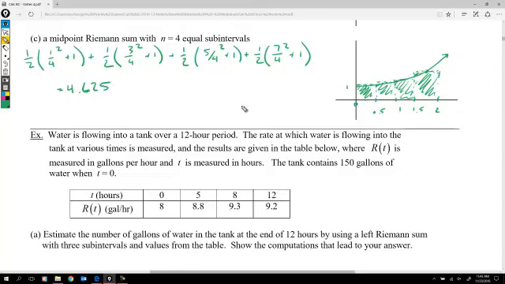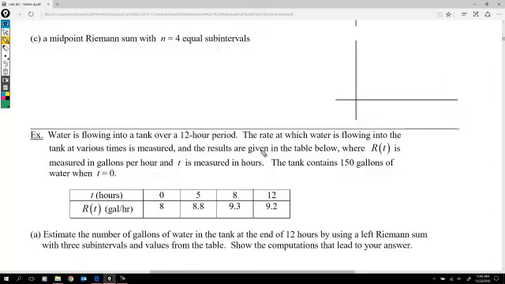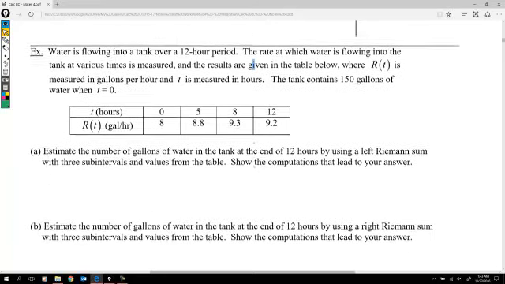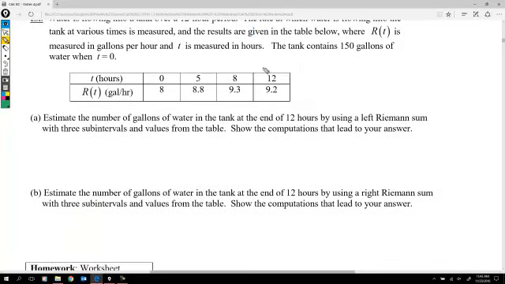Okay, so last example, we're going to do pretty much the same thing. So this time we have a table, and they give me an initial condition. They say that the tank contains 150 gallons of water at time 0. So that's the only difference, really. And so they want me to estimate the amount of water I have after 12 hours using a left Riemann sum. So again, I just use my delta x's.